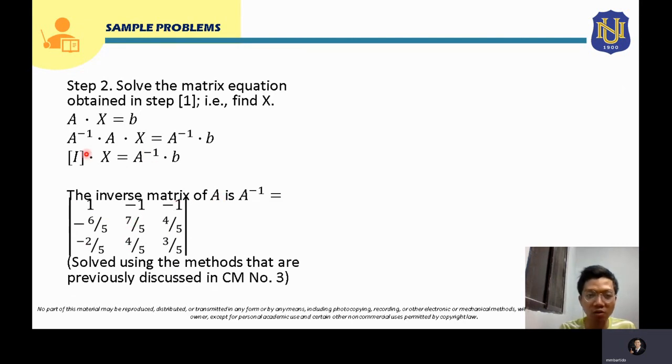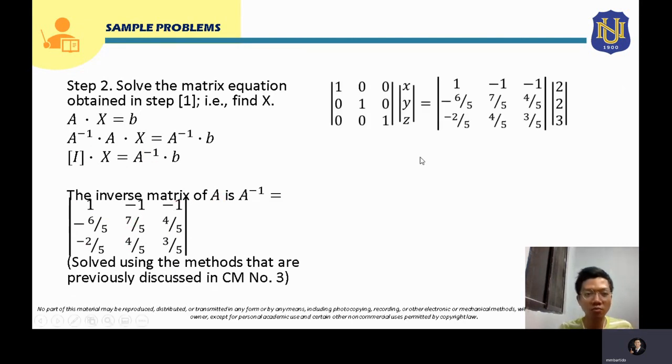So we're going to use this in our formula. I will show you here that if we multiply the identity matrix to X, it will just remain as X. It will just be the same. The identity matrix here will be a 3 by 3 since our matrix here is 3 by 3 as well. So this will be 1, 0, 0, 0, 1, 0, 0, 0, 1. So this is our identity matrix multiplied by X.